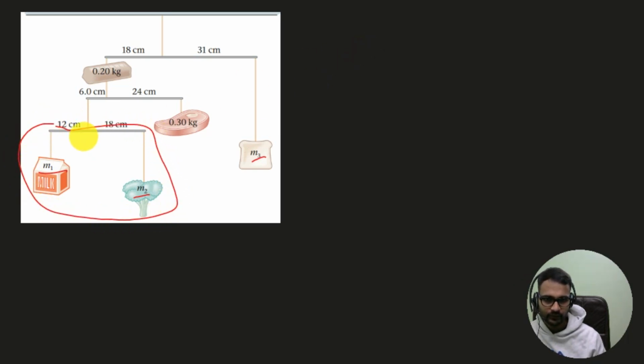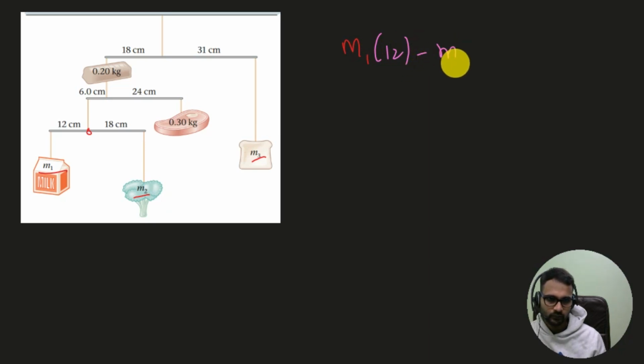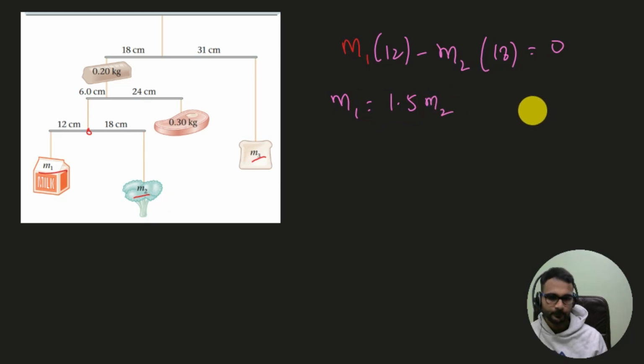you can take this to be your axis of rotation. So M1, let this be 12 centimeter, so M1 into 12 minus M2 into 18. This should be equal to 0. Now from here you'll get that M1 is 1.5 times M2.